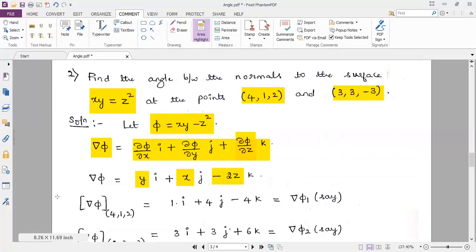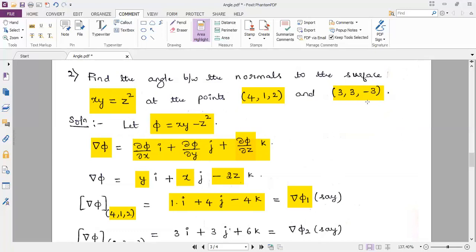Now to find out grad phi at the given point 4, 1, 2. Two different points are given. Let us find out grad phi at both points. So grad phi at 4, 1, 2. Substituting x as 4, y as 1, z as 2 in the above expression, we get 1i plus 4j minus 4k. Let us denote this by grad phi 1.